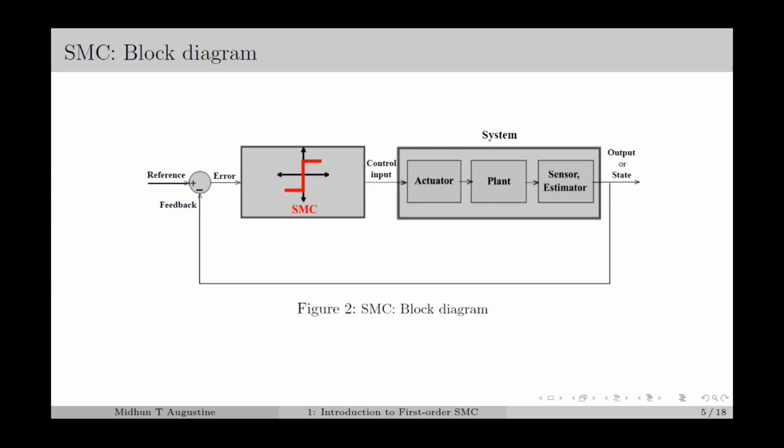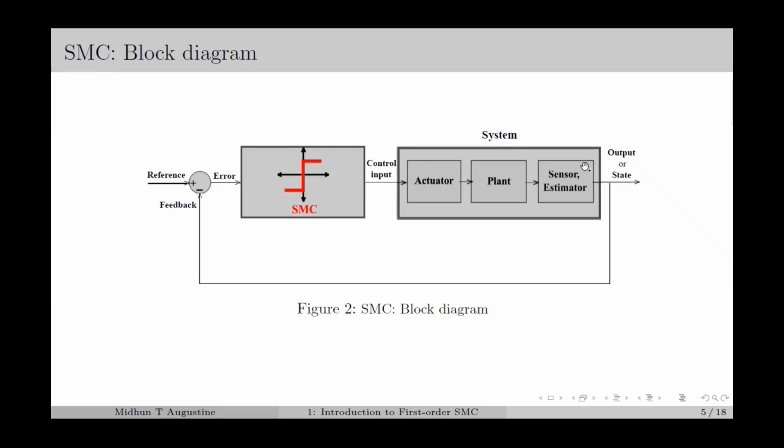Figure 2 shows the block diagram of SMC in a closed loop control configuration, which consists of a dynamical system and an SMC controller. The dynamical system consists of an actuator, plant, and sensor or estimator, which we combine together and call the system.